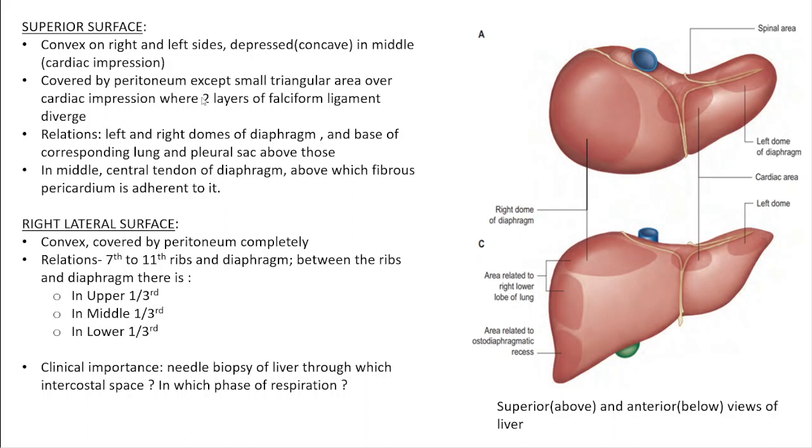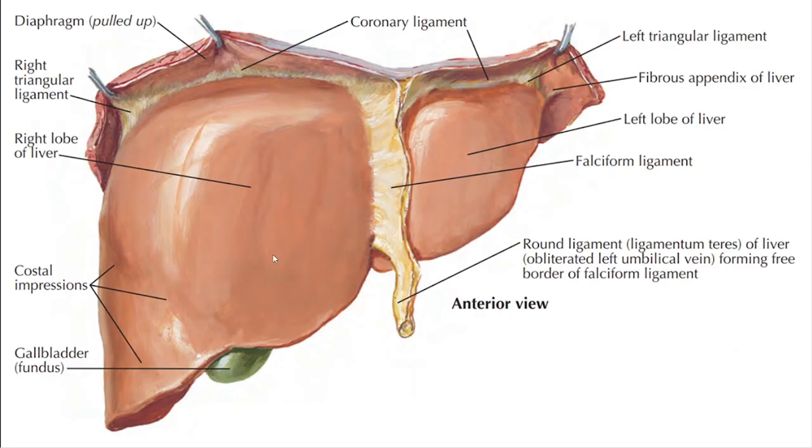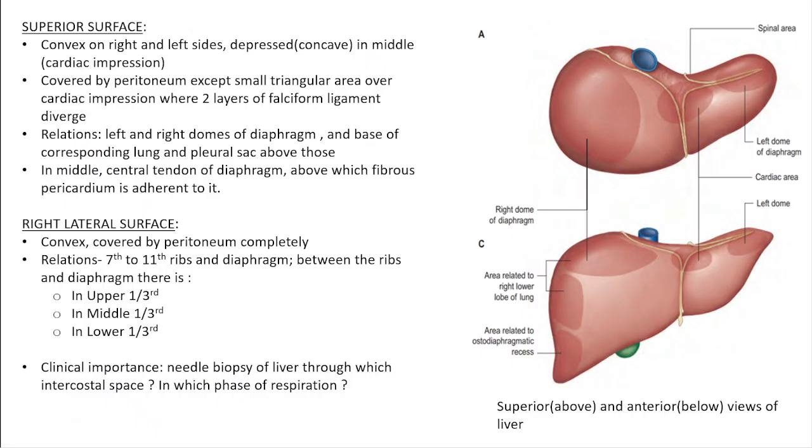Right. I just forgot to mention that the whole of the anterior surface is covered by peritoneum except between the two layers of the falciform ligament. So that is the first area of the liver which does not have a peritoneal covering, a very narrow strip on the anterior surface between the left and right layers of the falciform ligament. The second area which does not have a peritoneal covering is on the superior surface, where the right layer and left layer of the falciform ligament are diverging from each other.